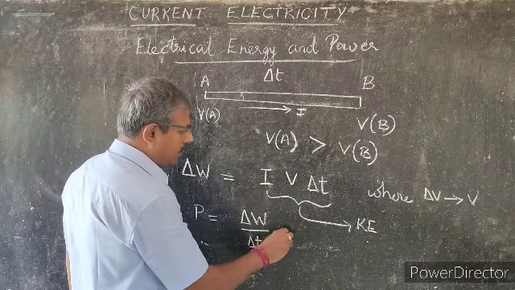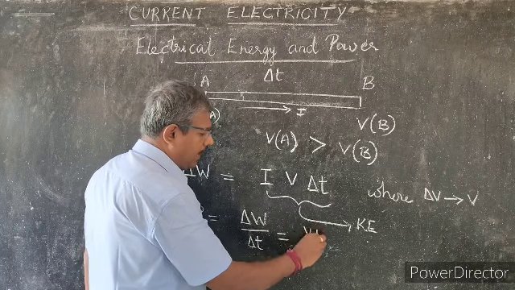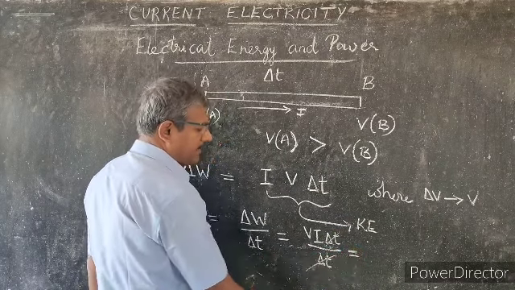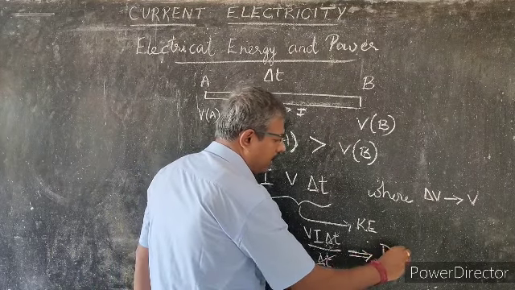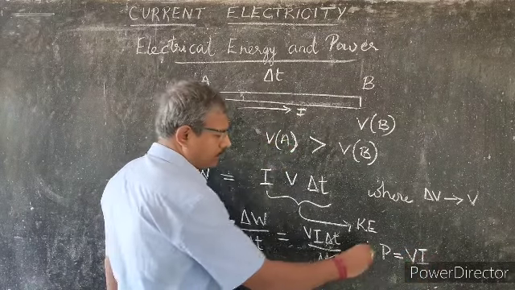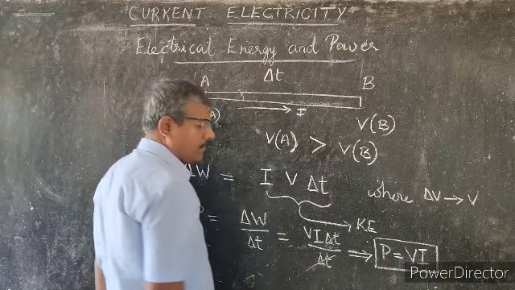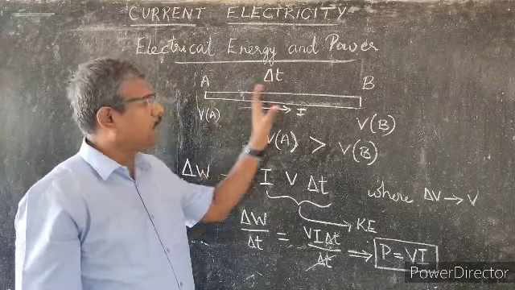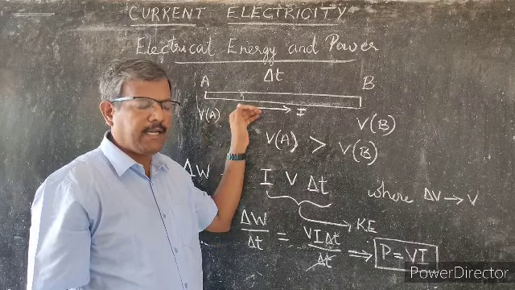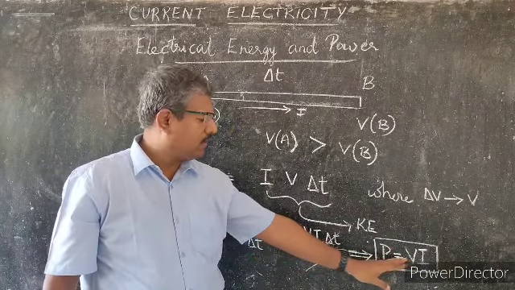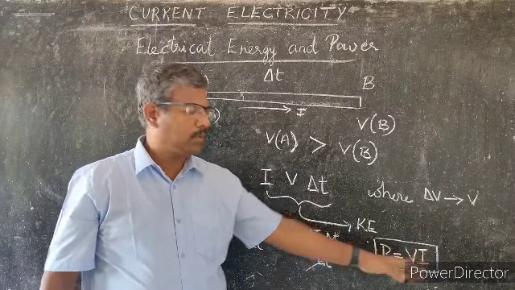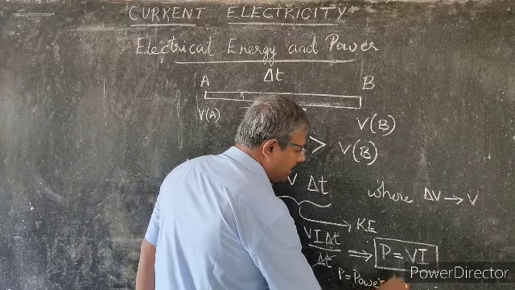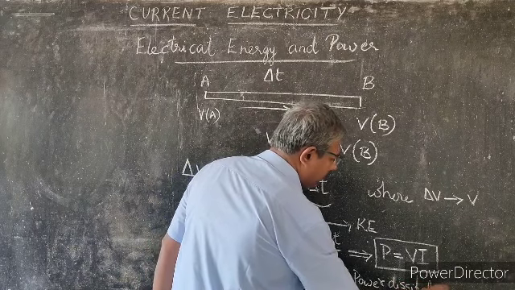So if I substitute this over here, what I'm going to get is V I delta T by delta T. So delta T and delta T cancel out, which leaves me with P is equal to V I. The total power dissipated by a conductor which is maintained at a voltage difference of V, through which a current I is flowing, is given by this simple equation: P is equal to V into I, where P is power dissipated.